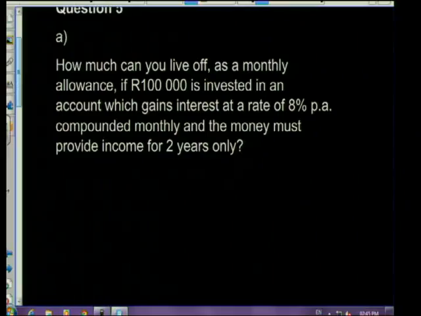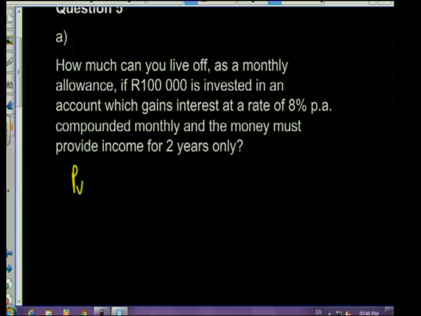It says, how much can you live off as a monthly allowance if 100,000 Rand is invested into an account which gains interest at a rate of 8% per annum compounded monthly, and the money must provide income for 2 years only? Sure, when I look at that, I'm saying to myself, that doesn't look like a future value, neither does it look like a present value annuity. And this is where you've got to think very carefully. This is how the examiner disguises a question so you're not entirely sure. So if you've listened to the clues earlier on in today's lesson, you will know what to do.